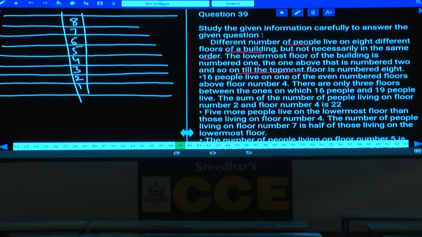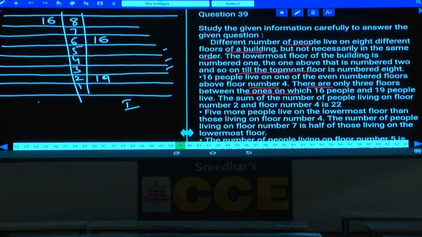Then what is the condition 1 here? 16 people live on one of the even number floors above floor number 4. Above floor number 4, how many persons are there? 16. As 16 persons are above floor number 4, the 16 people can be living on the 6th floor or on the 8th floor. Hence there are 2 possibilities, hence we are representing these 2 separately. There are only 3 floors between the 16 and 19. Between 16 and 19 how many? There are 3 floors, meaning 1, 2, 3 in the first case. Now the 19 people are living on the 2nd floor.